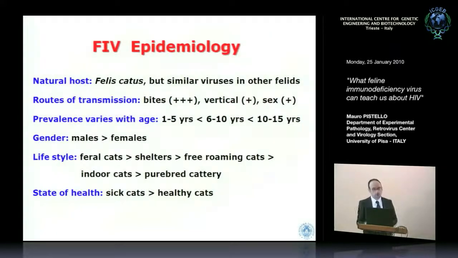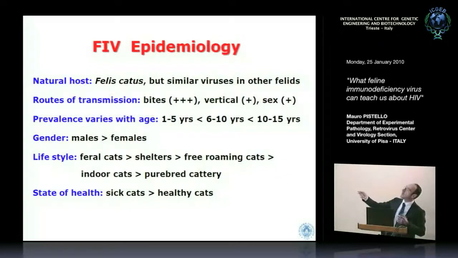Just to give you some information about the epidemiology, the natural host of the FIV is the domestic cat, but there are similar viruses in other felids. Even if the virus is species-specific, so it can't be transmitted to non-human primates or man, it can be easily transmitted between different felids. Indeed, we can have lions or pumas, in captivity or in nature, that harbor the FIV, and the other way around. The lion and puma immunodeficiency viruses also cause disease in their natural host and can infect domestic cats.